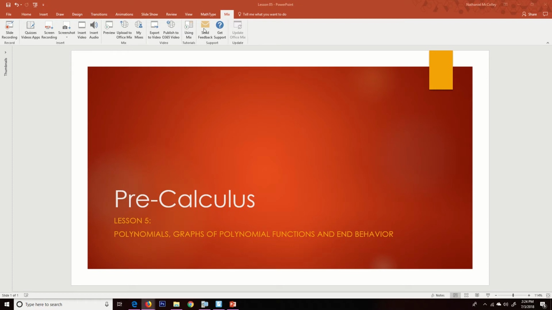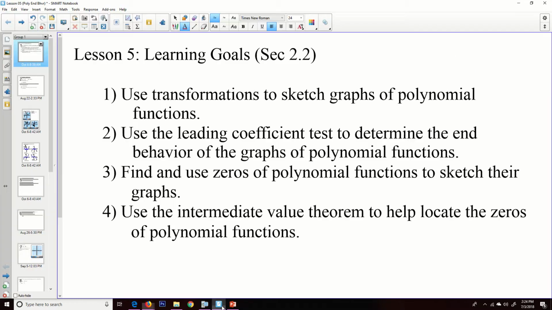Okay, good day. This is dual enrollment pre-calculus, lesson number 5, polynomials, graphs of polynomial functions, and behavior. I am Mr. McCulley. Let's get to it.